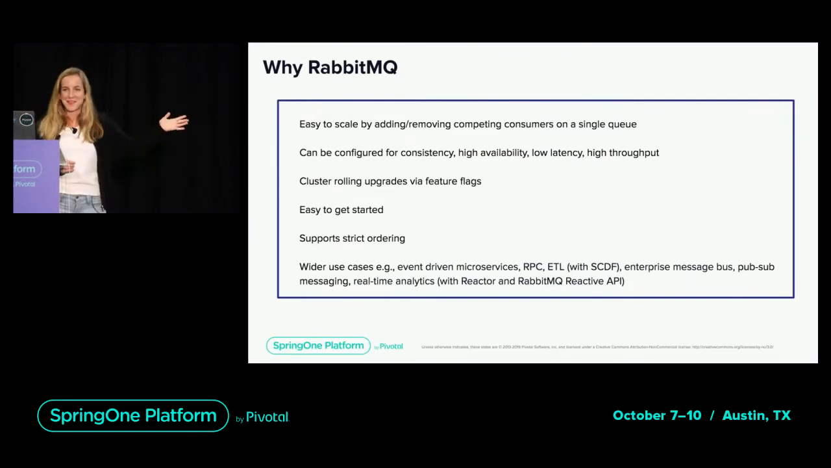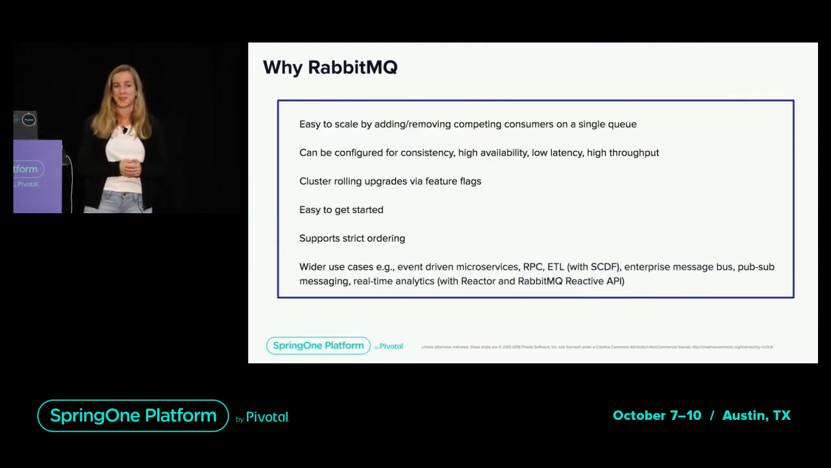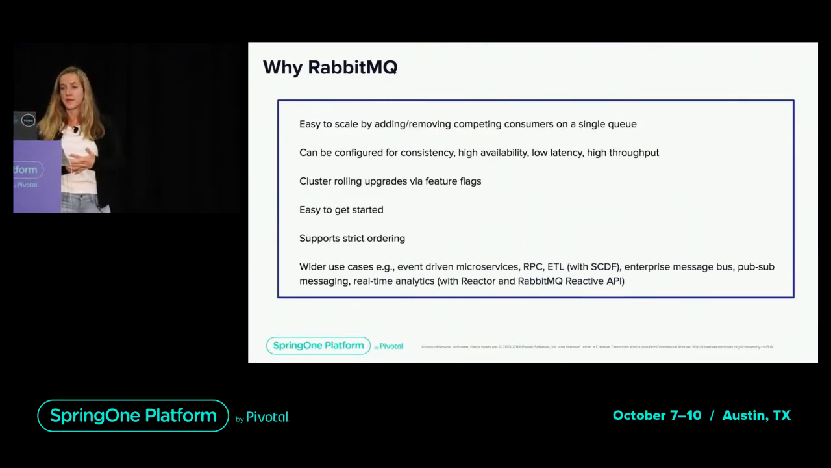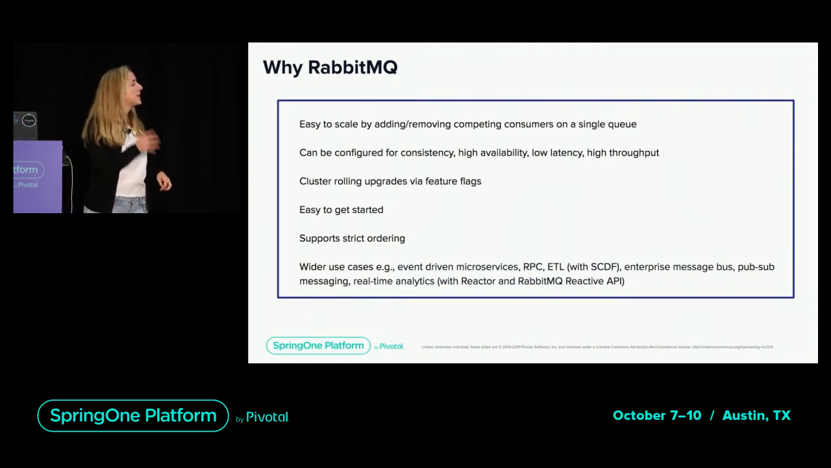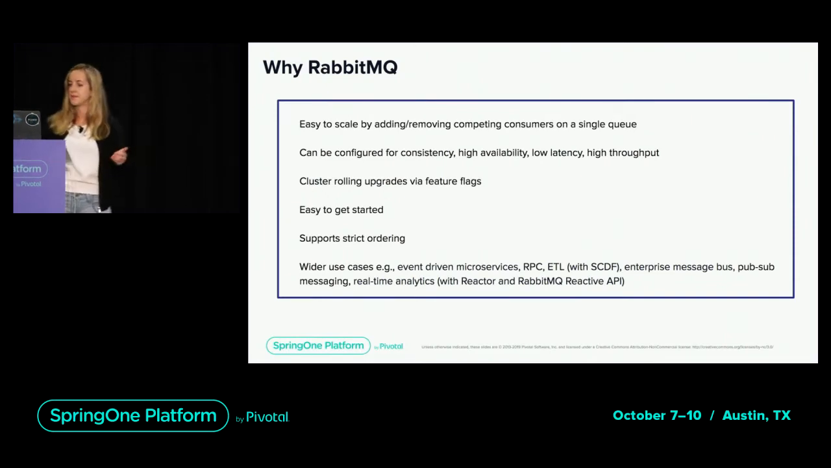Another 3.8 plug that I'm going to give is cluster rolling upgrades with feature flags. So it allows a rolling cluster upgrade to the next minor version without requiring all nodes to be stopped before upgrading. It's a really exciting improvement in 3.8. It supports strict ordering, again with either having a single consumer on a queue or a new 3.8 feature, the single active consumer. And I missed one, which is that it's easy to get started. As well as we've seen people use Rabbit for a whole set of wider use cases than what you would initially assume it's used for. And I think that's partly because of the extendability and the extreme flexibility it has.